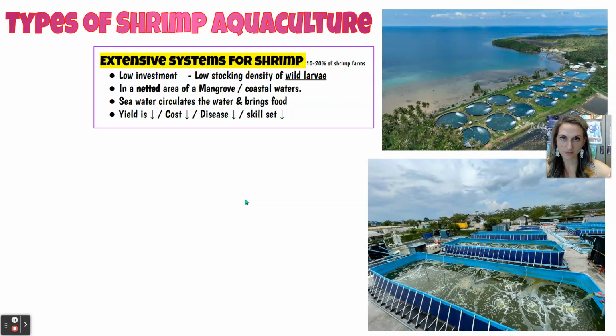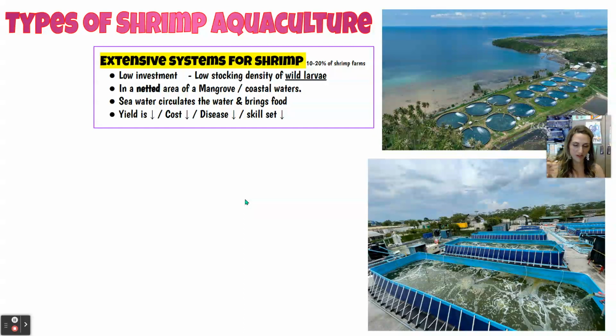Extensive systems for shrimp. This is about 10 to 20% of shrimp farms. There's a low investment, with low stocking densities of wild larvae. Because this is extensive, the investment cost really isn't as much as intensive. They're going to be using a lot of the resources that come from nature. They're in a netted area of mangroves or coastal waters.